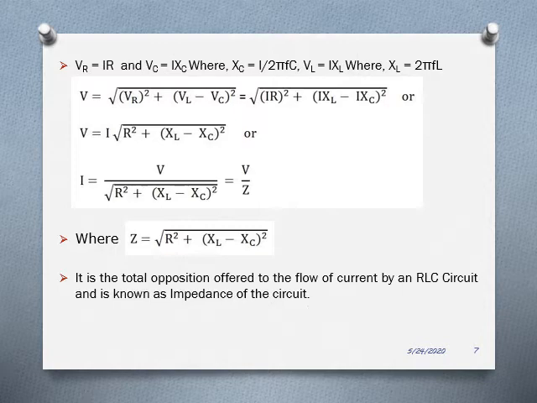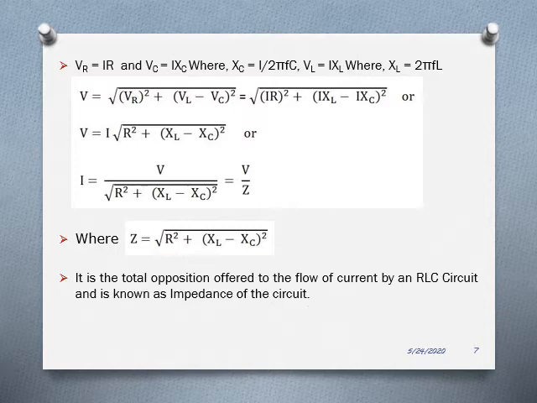Now, bring the common term I out of the square root. So, you get it as V is equal to I into square root of R square plus the net reactance XL minus XC the whole square, or current I is equal to V by square root of R square plus XL minus XC the whole square. So, that is nothing but the impedance term Z. Impedance is the total opposition offered to the flow of current by this RLC circuit. Its unit is always measured in ohm.